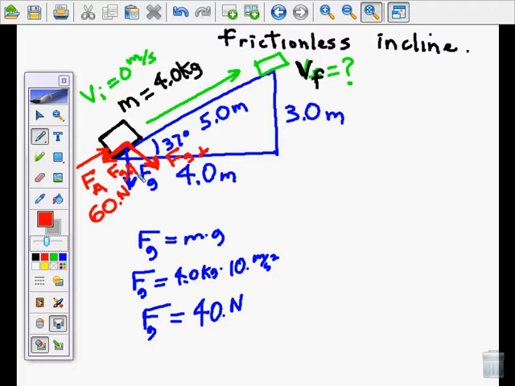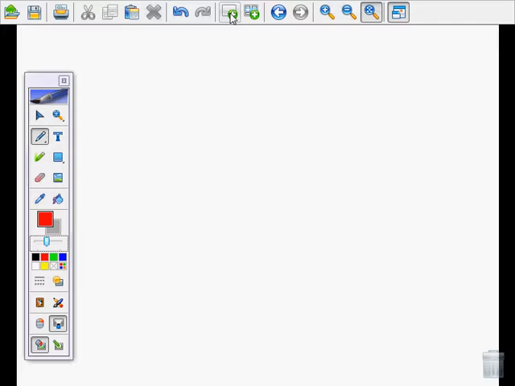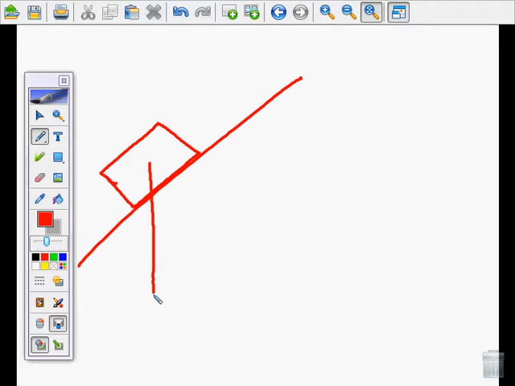The diagram's a little bit cramped, so maybe I'll just re-sketch it out. At the bottom right over here, here's Fg. And then Fg is broken down into parts. Fg perpendicular, and then part of Fg is pulling it this way, Fg parallel. And you might recall the formulas for calculating those.